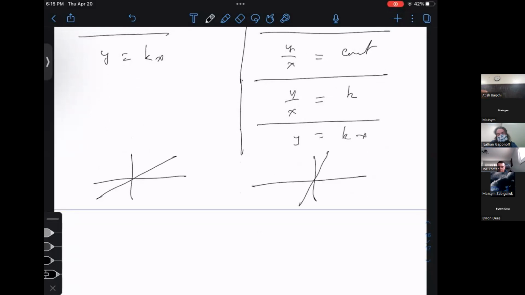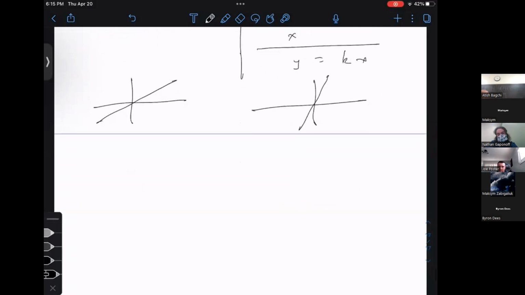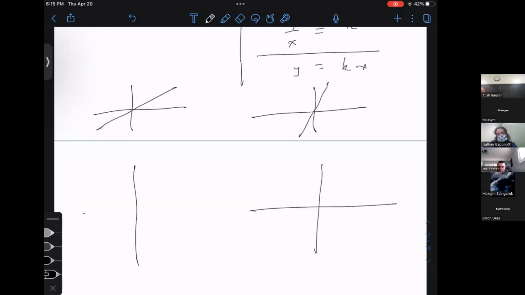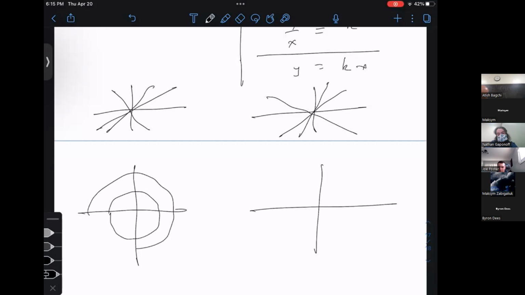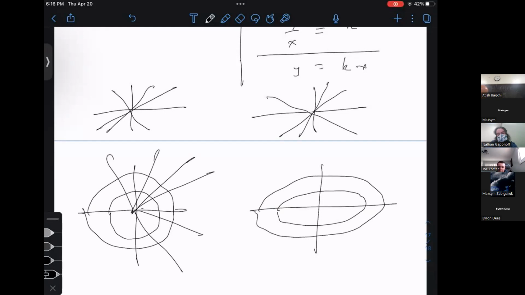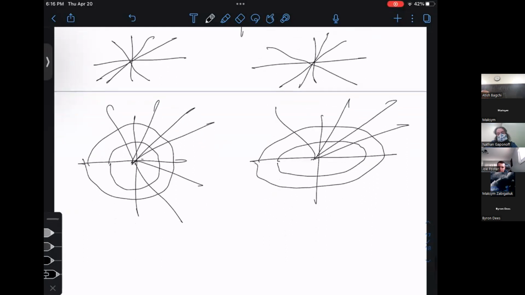Depending on the k, they will not mean the same thing. The theta does not mean the same thing in the two cases. Okay? So as a result, for different constants, we get different lines. So here we have circles with spokes. And here we have ellipses with spokes. Is this clear? Okay, but do you understand this thing?